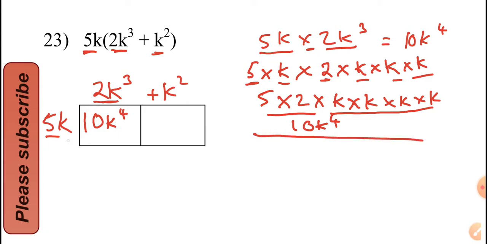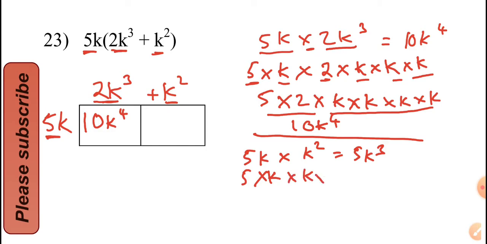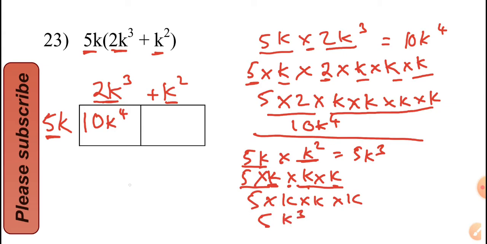And then for the second box, we're going to do 5k times k square. So that's 5k times k square, which is just 5k cube. How is that? Well, 5 times k times k times k. Remember, this k square is k times k, and 5k is 5 times k, and that times you just copy down here. So this can be simplified to 5 times, so there's 1, 2, 3, 5 times k times k times k, which is 5k cube.